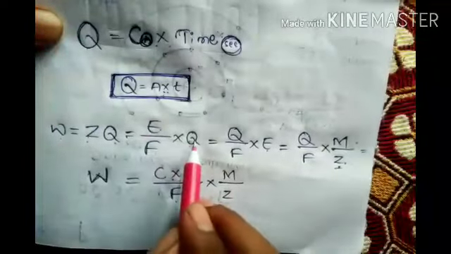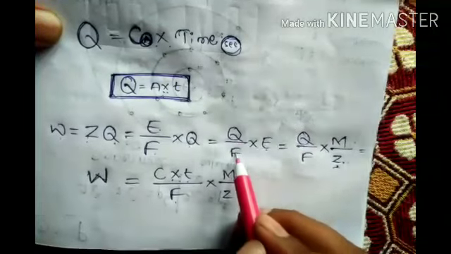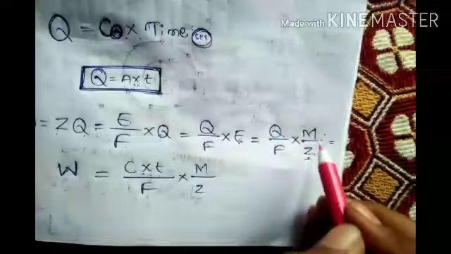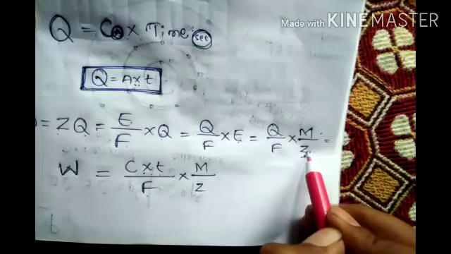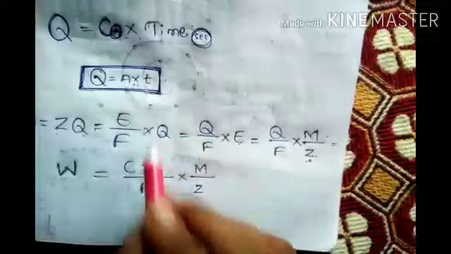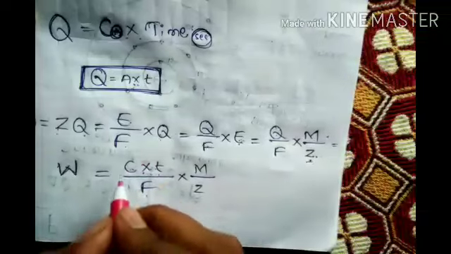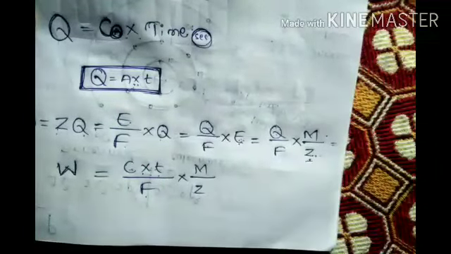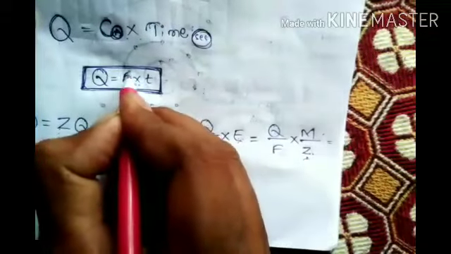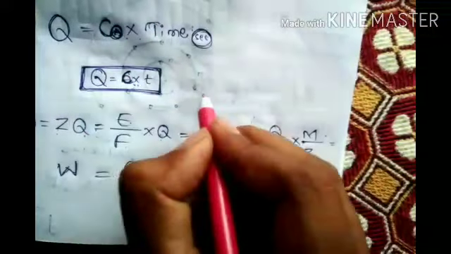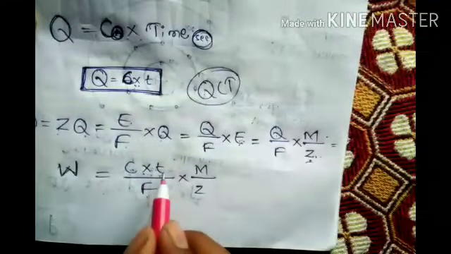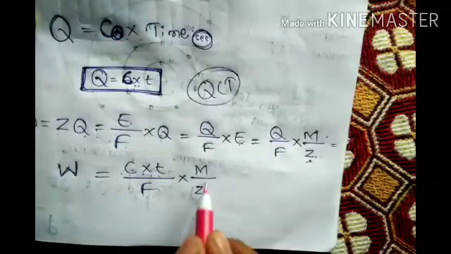So Q I take here, E I take here. So Q by F into E. E value, the equivalent mass, equals mass of metal by valency of metal. Now this is constant. Now Q equals A into T, current in amperes into time. You can take C into T, not a problem. QCT, remember it.